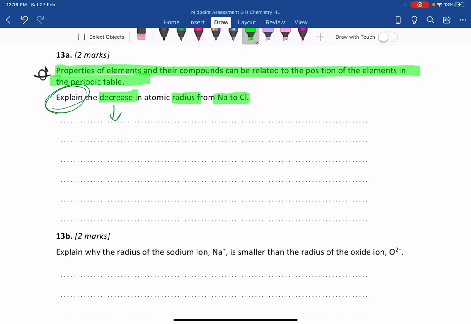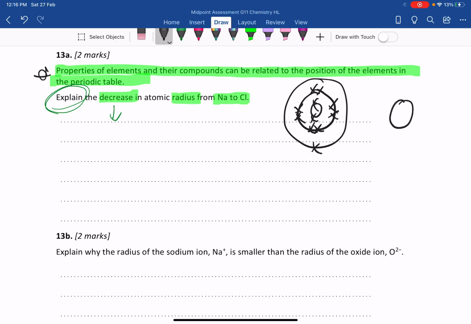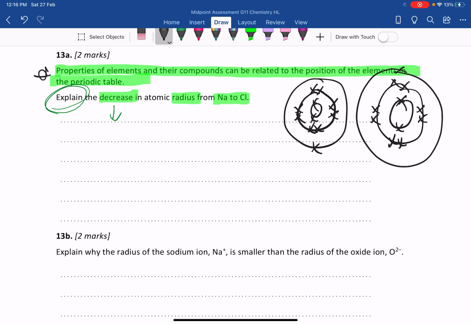So from sodium to chlorine, what's the first thing I'm going to do? I'm going to find sodium, I'm going to find chlorine in the periodic table, and I'm going to figure out what their electronic configurations are. So sodium should be 1, 2, 3, 4, 5, 6, 7, 8, 9, 10, and 11. And chlorine should be 1, 2, 3, 4, 5, 6, 7, 8, 9, 10, 11, 12, 13, 14, 15, 16, 17 electrons.